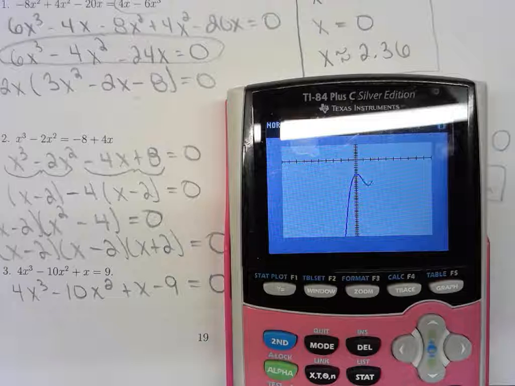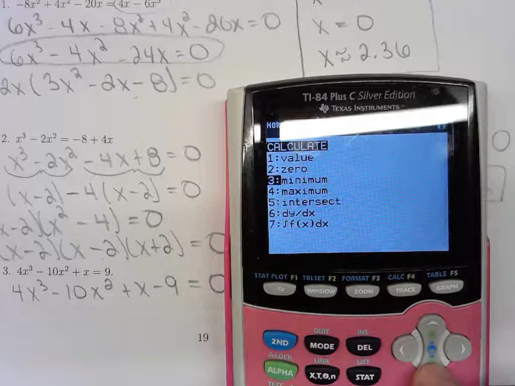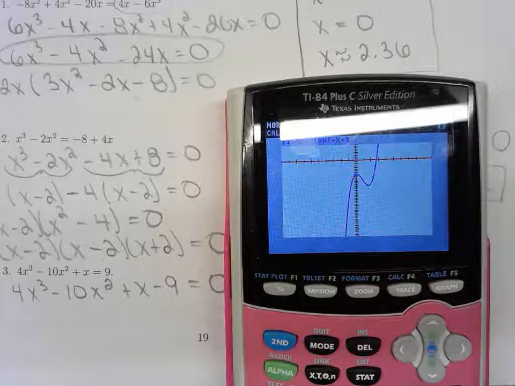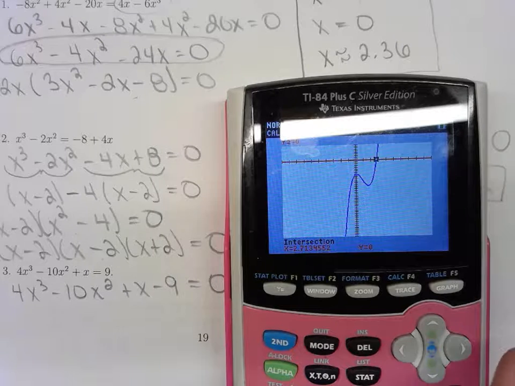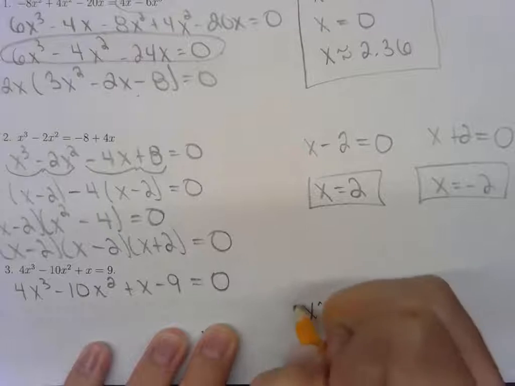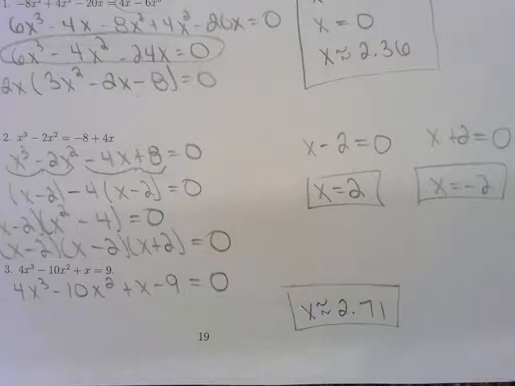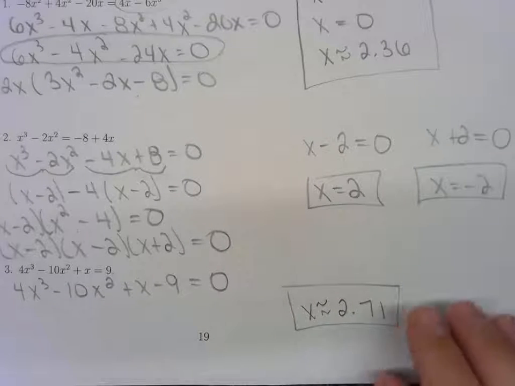Okay, so there's our polynomial. Yes, that gives us a good picture. And there is x equals 0. It looks like we just have one solution here. You can see that it intersects just there. So second, we want to go to intersect. Okay, second curve. And it looks like x is about 2.71. Alright, so that ends polynomial functions, polynomial equations.